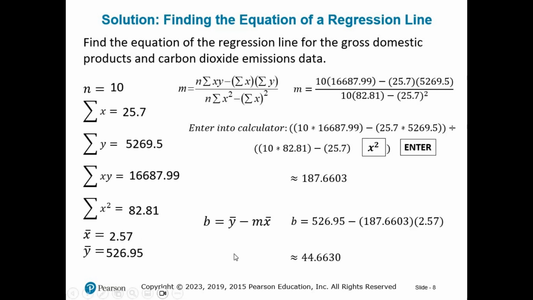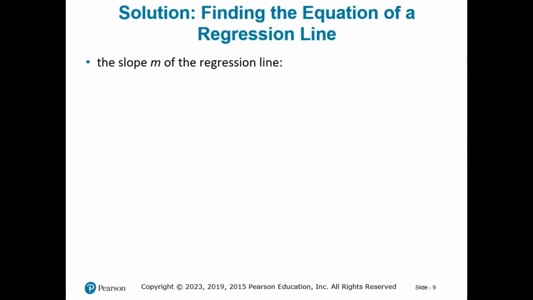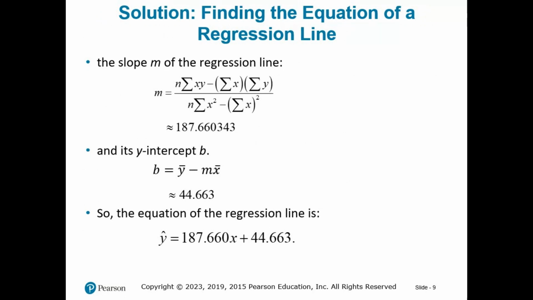So we get about 44.663. Now we have the slope of the regression line and its y-intercept. So the equation of the regression line is y hat equals 187.666x plus 44.663. Great job.